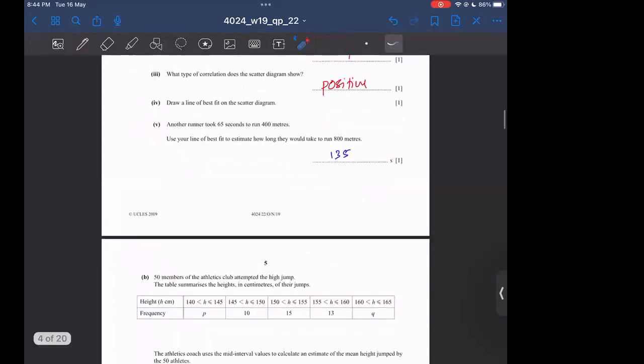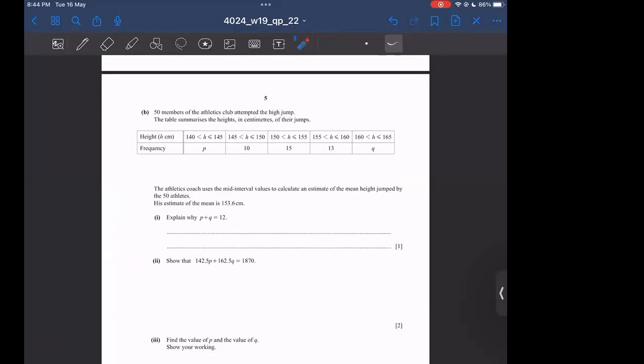After that we have 50 members of the athletics club who attempted the high jump. The table summarizes the height in centimeters of their jump. Height 140 to 145 centimeters has frequency P. 145 to 150 is 10. 150 to 155 is 15. 155 to 160 is 13. 160 to 165 is Q. The athletics coach uses the mid-interval values to calculate the estimate of the mean height jumped by the 50 athletes. His estimate of the mean is 153.6. Explain why P plus Q is equal to 12.